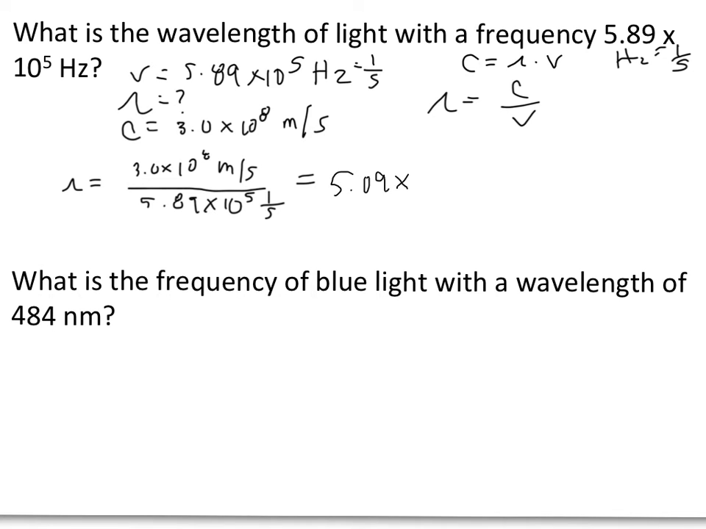Okay, and if we go ahead and plug that into our calculator, this will give us 5.09 times 10 to the second. Okay, and then if we check our units, seconds and seconds are going to cancel, and meters are going to be left over. So we have 5.09 times 10 to the second meters as our wavelength.